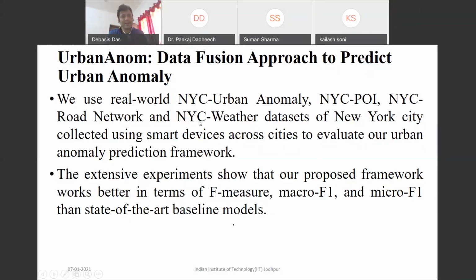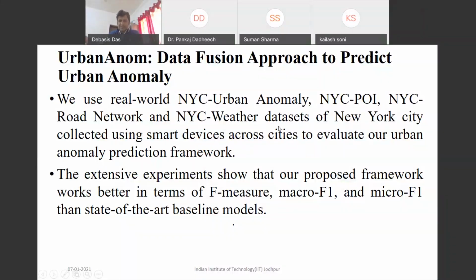Okay, and the NYC city weather data set, collected using smart devices. They collected this information using smart devices across the city to evaluate city related information. So here we are using these four data sets to evaluate our urban anomaly prediction framework. Okay, and this is basically the data set.